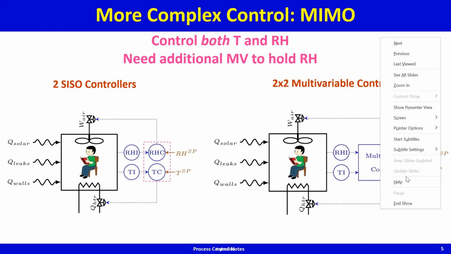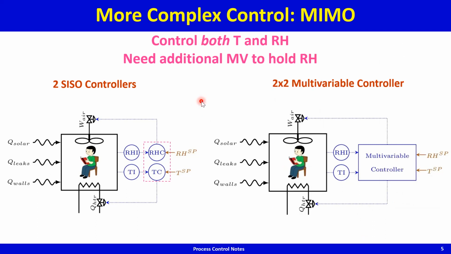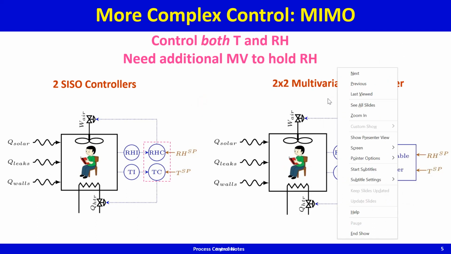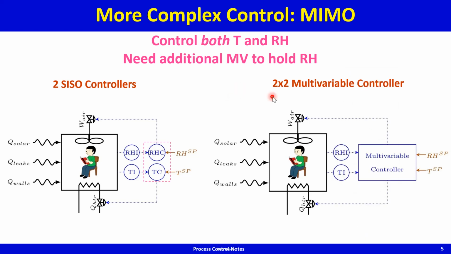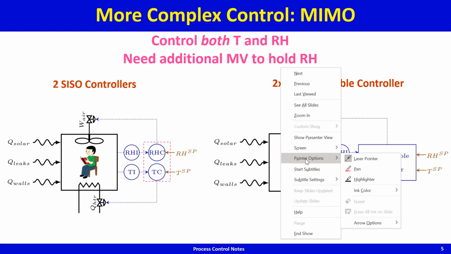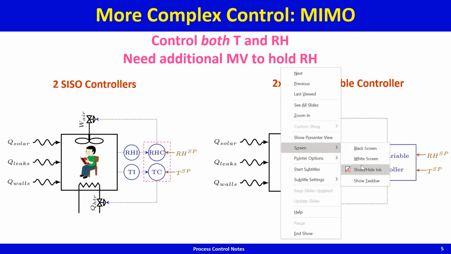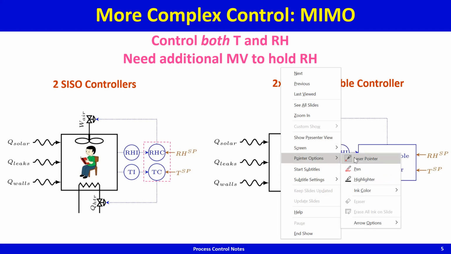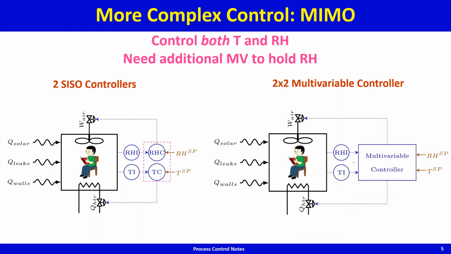I'm sorry. What is the difference? How in the world? Okay. Pointer options, pen.